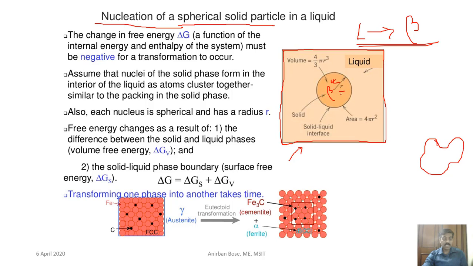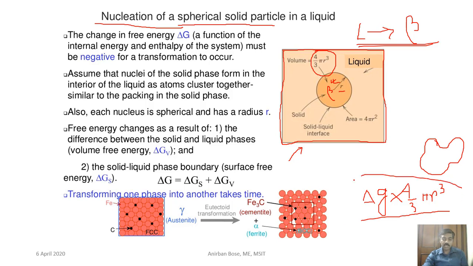And what is the change of phase free energy? If we consider the phase free energy change is delta G per unit volume, which we have just explained, then this multiplied by this volume will give you the free energy change because of phase change. Clear?